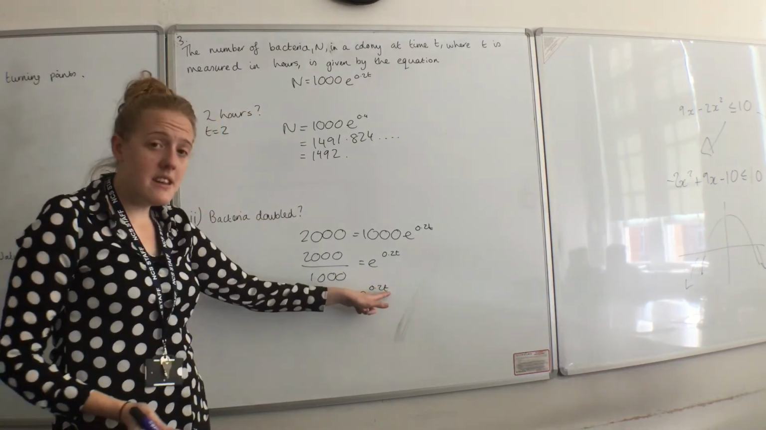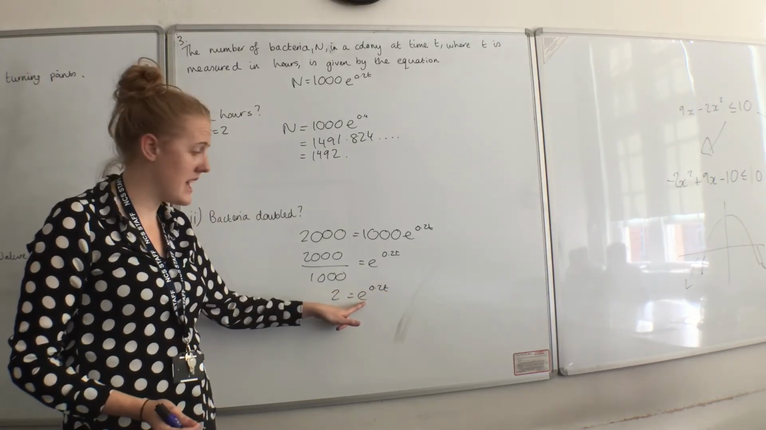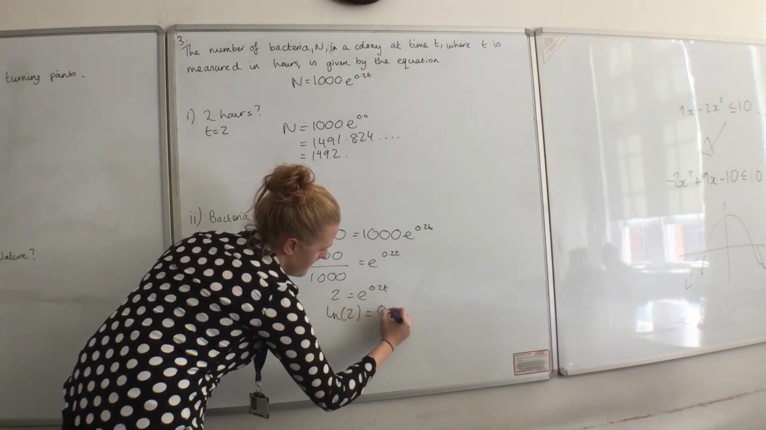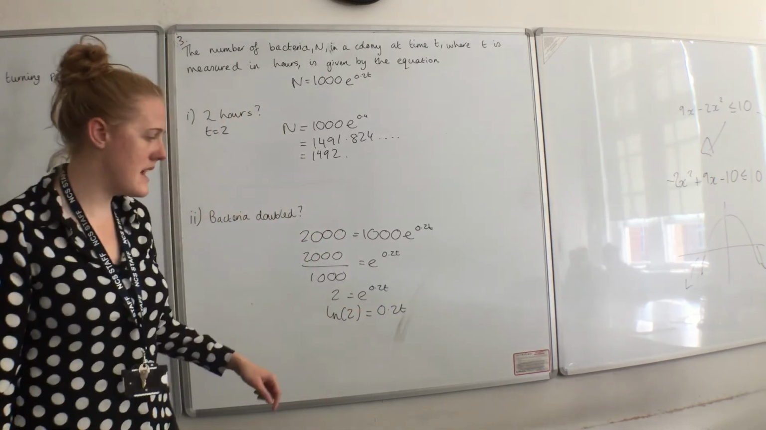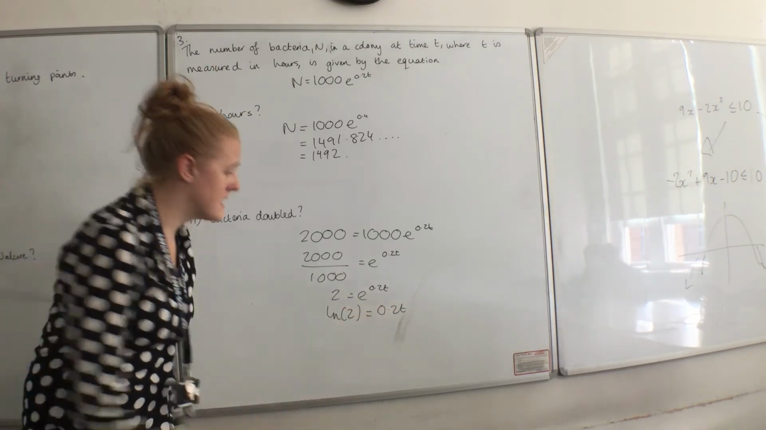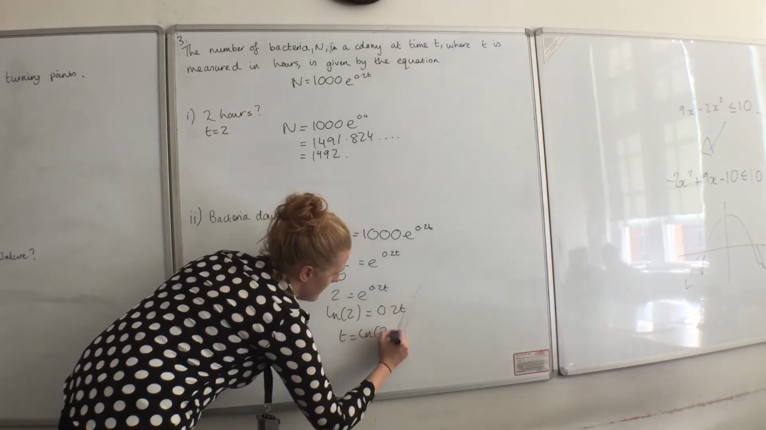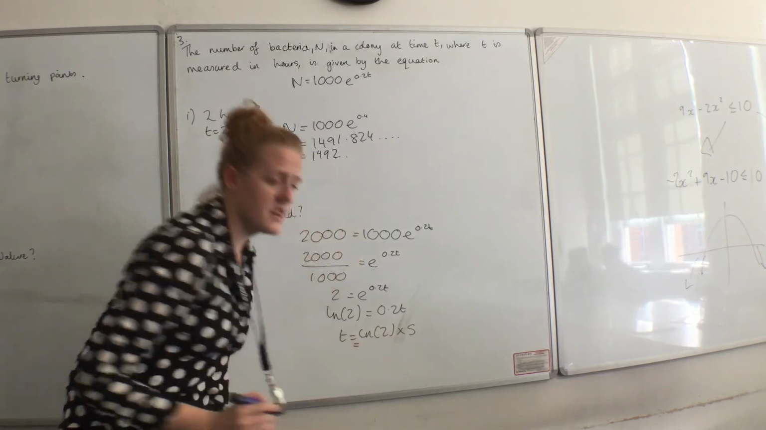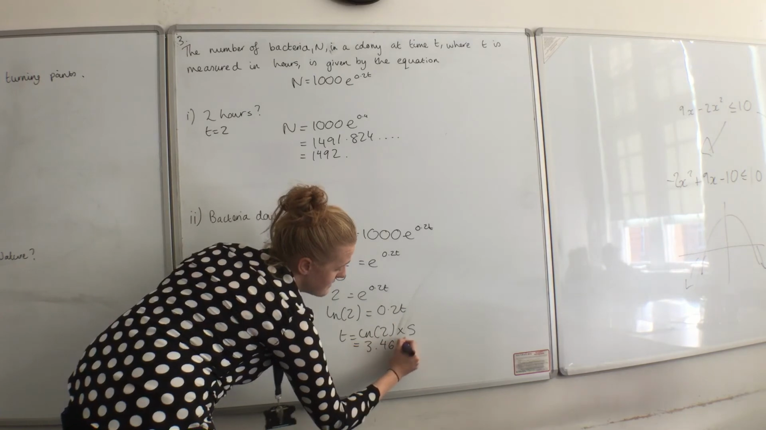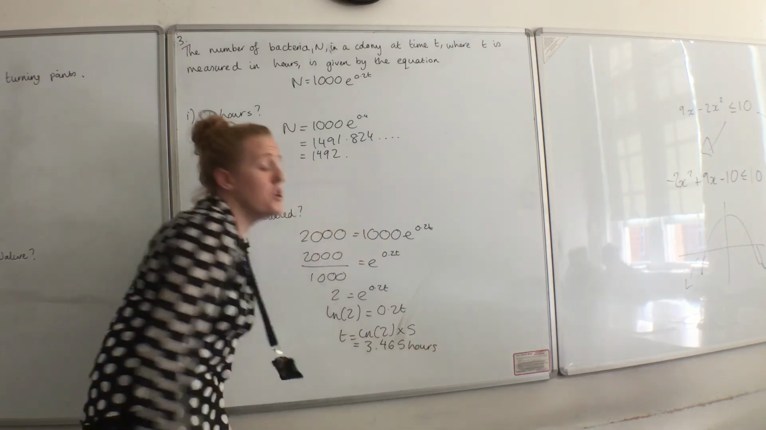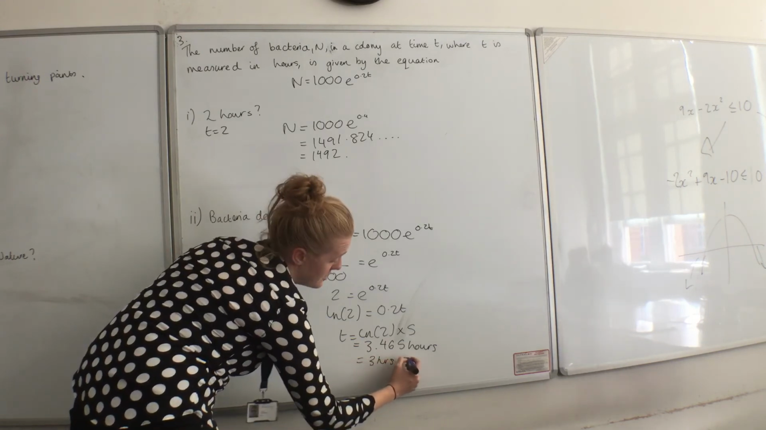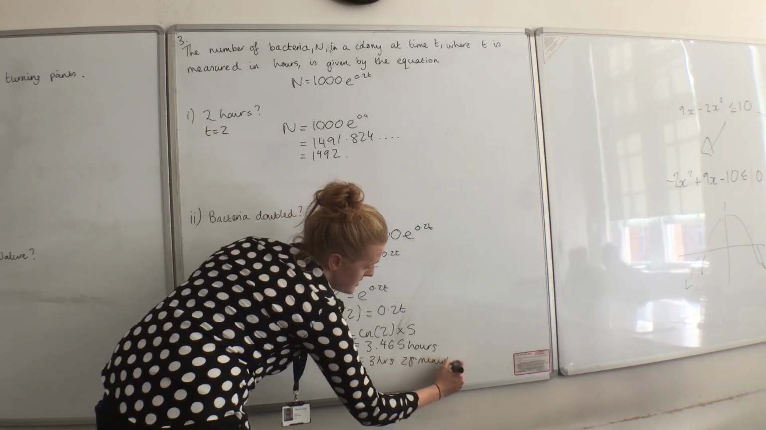Now I need to get the t away from the fact that it's in a power of e, so I'm going to ln both sides, which cancels off the e from here, and then we're simply going to divide by 0.2 or multiply by 5 to get t on its own. This would give us a total of 3.465 hours, which if we wanted to convert into minutes, we would have had 3 hours and 28 minutes to the nearest minute.